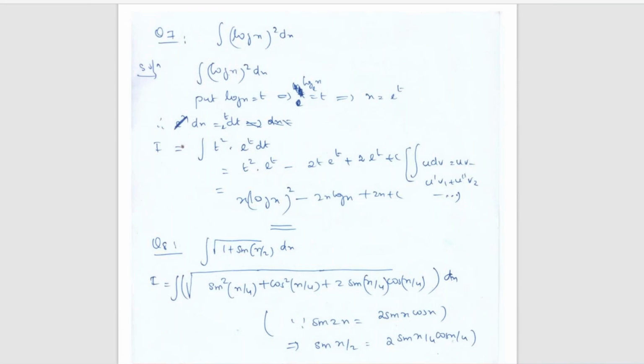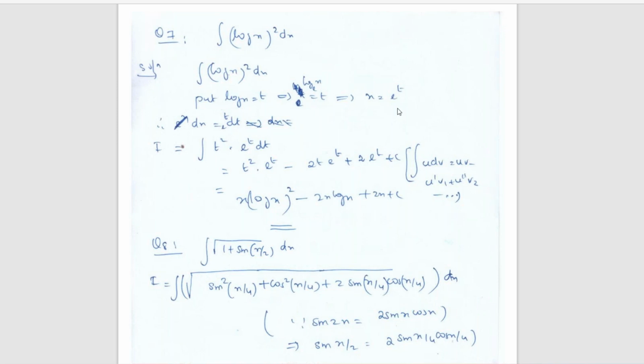The next problem is integral of log x the power 2 dx. Here the integrand is a logarithmic function, log x square dx. So take log x equal to t. Take exponential on both sides. e to the power log to the base e of x. Actually, this is log to the base e of x. So if you take exponential on both sides, what will you be getting? e to the power log to the base e of x is x, right?